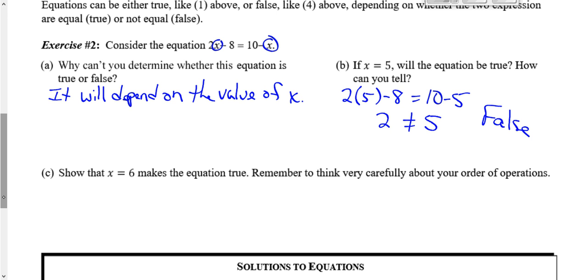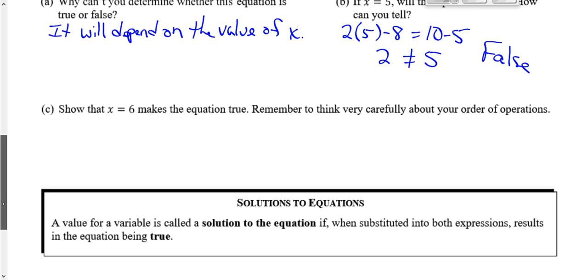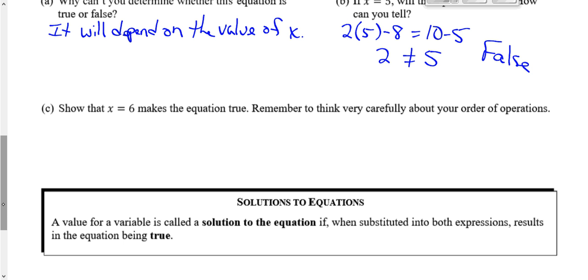That these are not equal? Or where we got these? You sure you're good? All right, on to 6. C. Show that x equals 6 makes it true. So let's just plug in. It was 2 times 6 minus 8 might equal 10 minus 6. So that's 12 minus 8, which is 4. It does, in fact, equal 4. So true for that particular value of x.